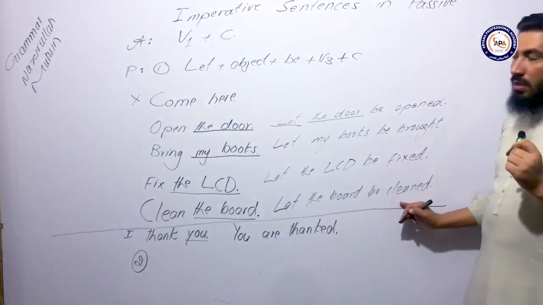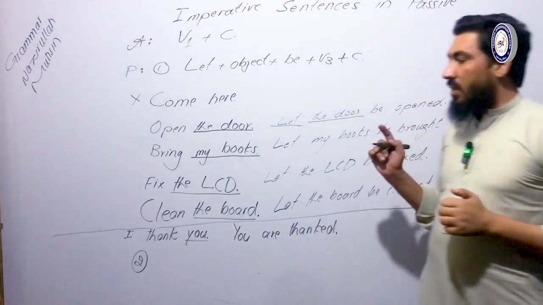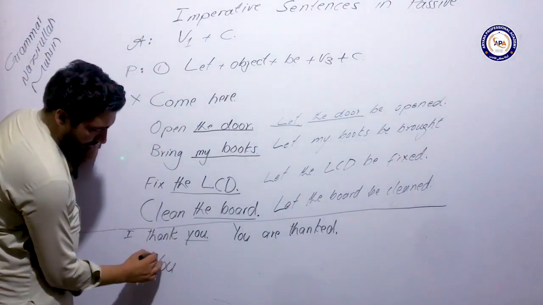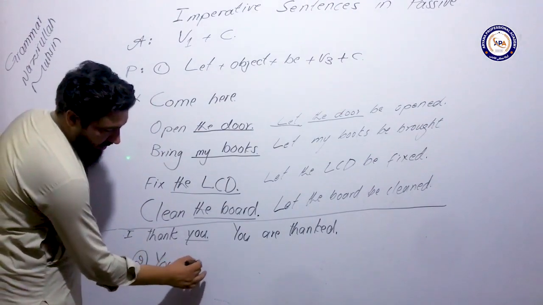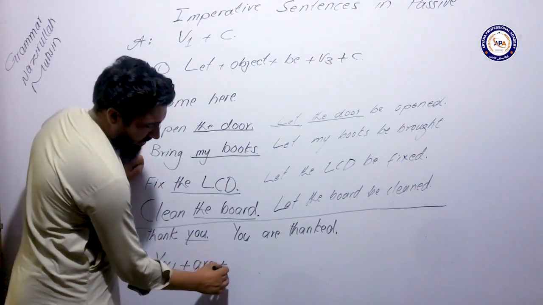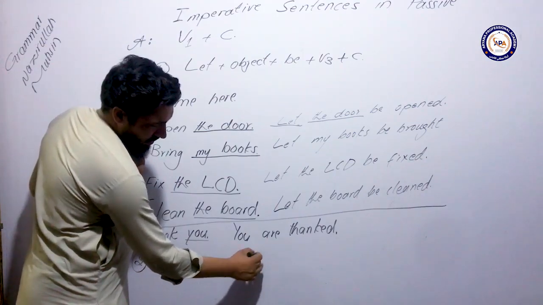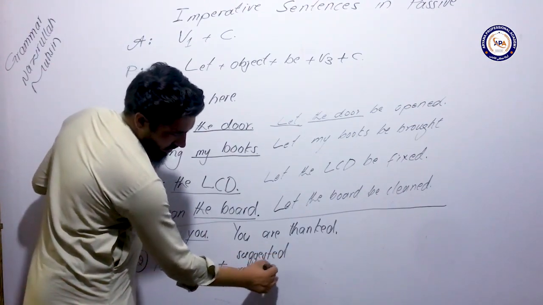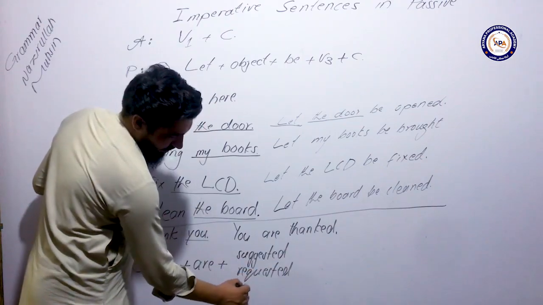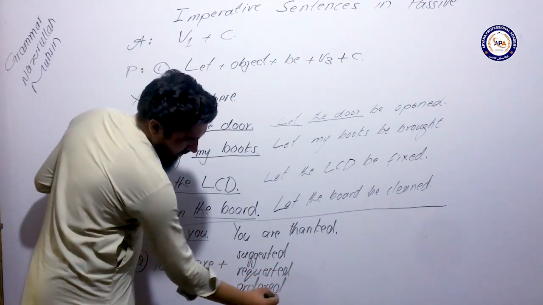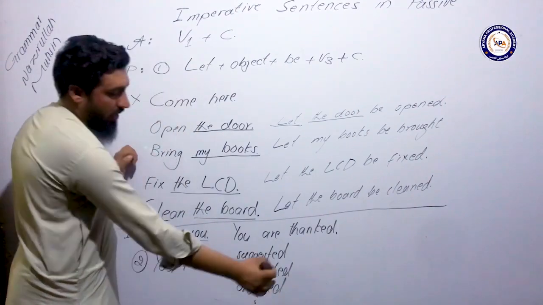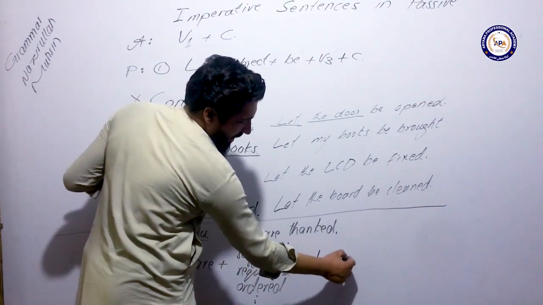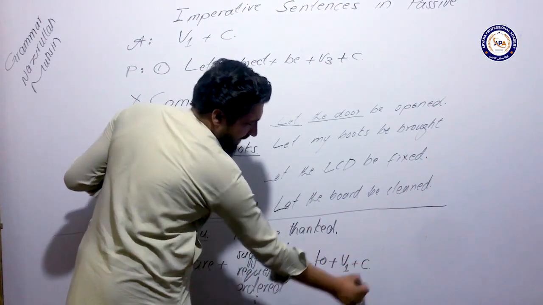They are infinitives. And the second way for changing imperative sentences into passive is using you at the beginning plus are plus suggested, requested, ordered, recommended, commanded and so on, plus to plus base form of the verb plus complement.